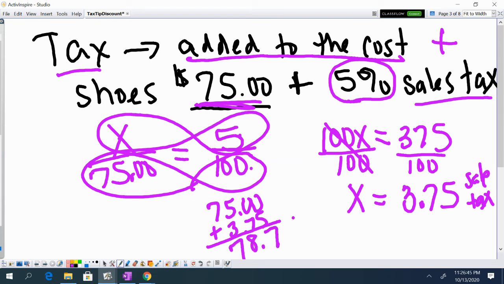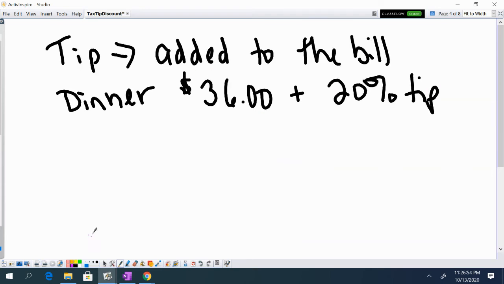But for my total cost, I need to take the cost of my shoes, add the tax, because now I need to pay $78.75. That's why you don't actually pay what it says on the tag. You have to add the tax.